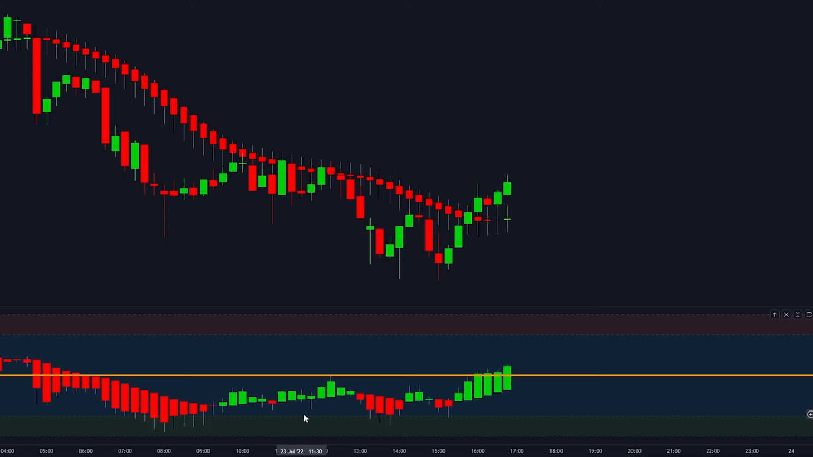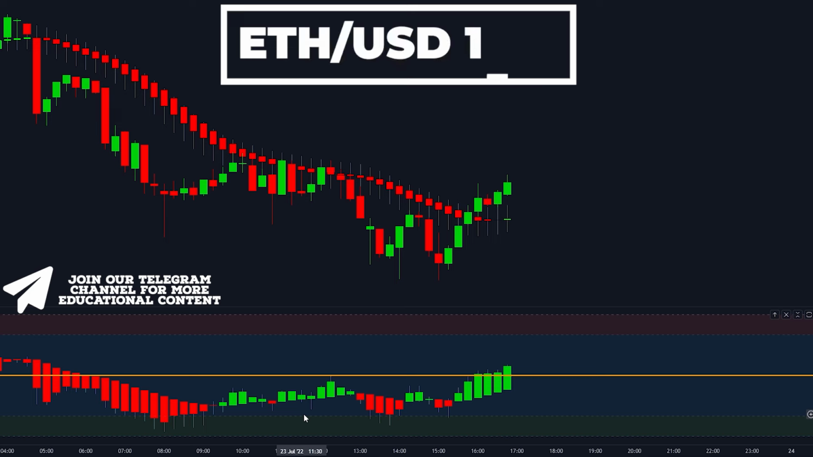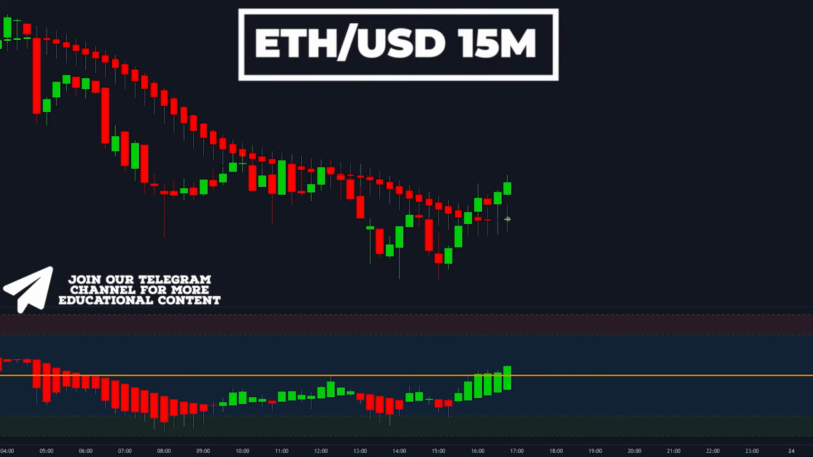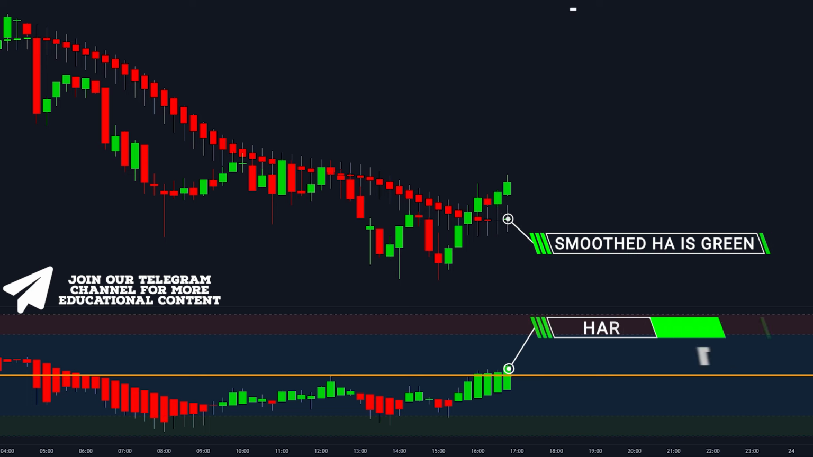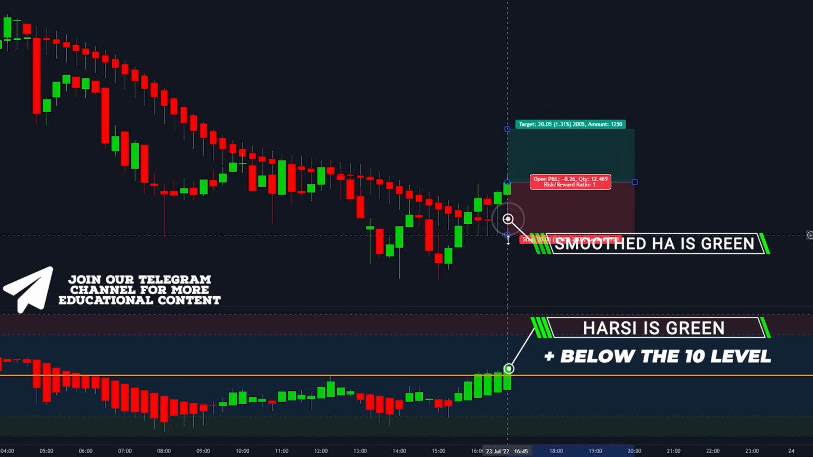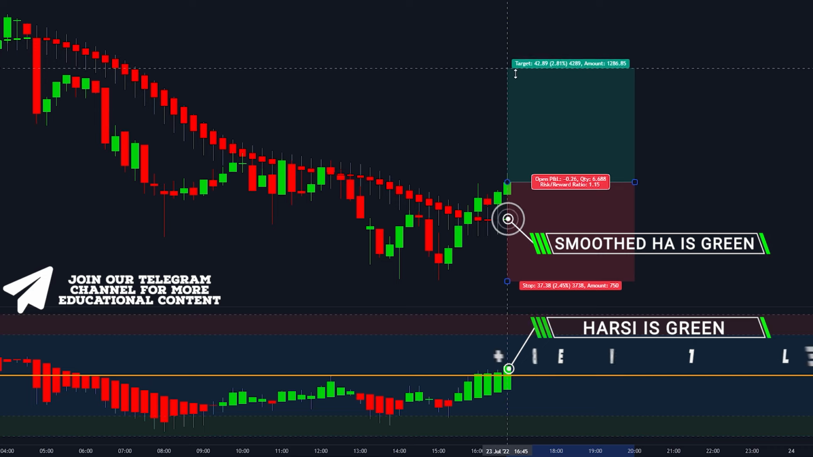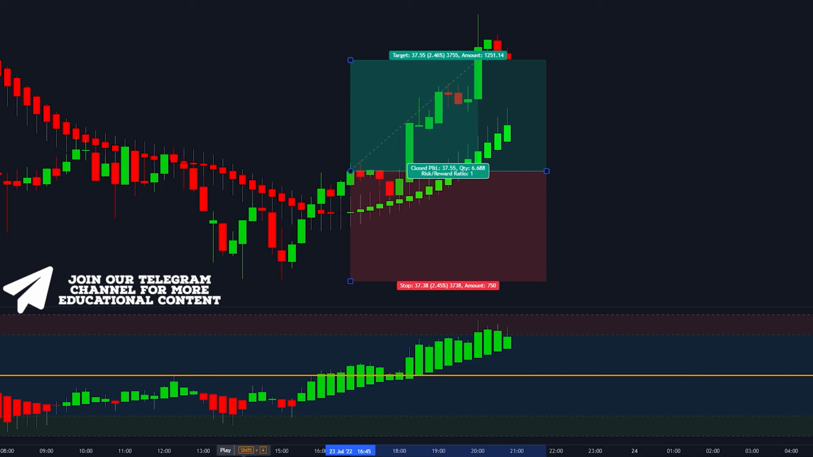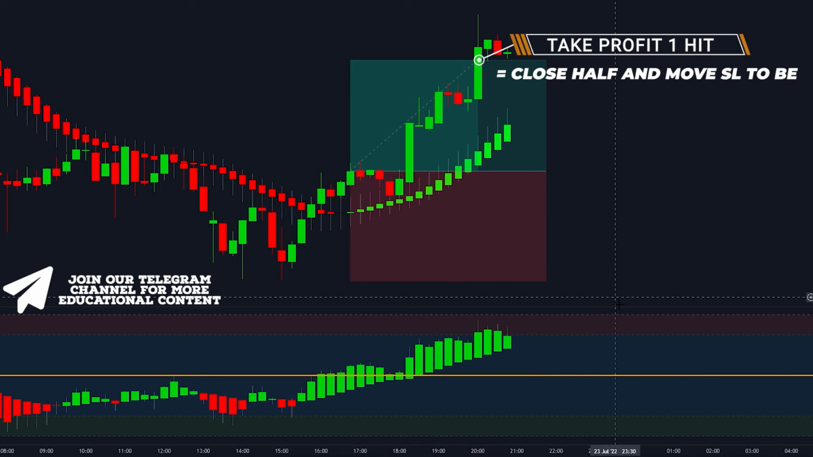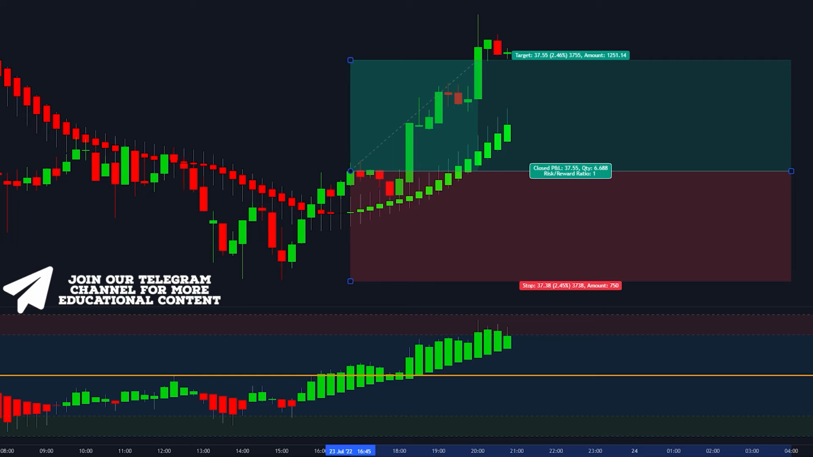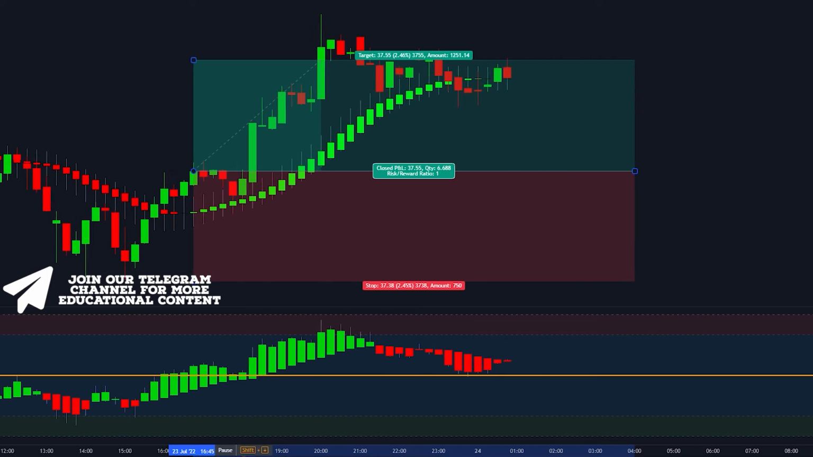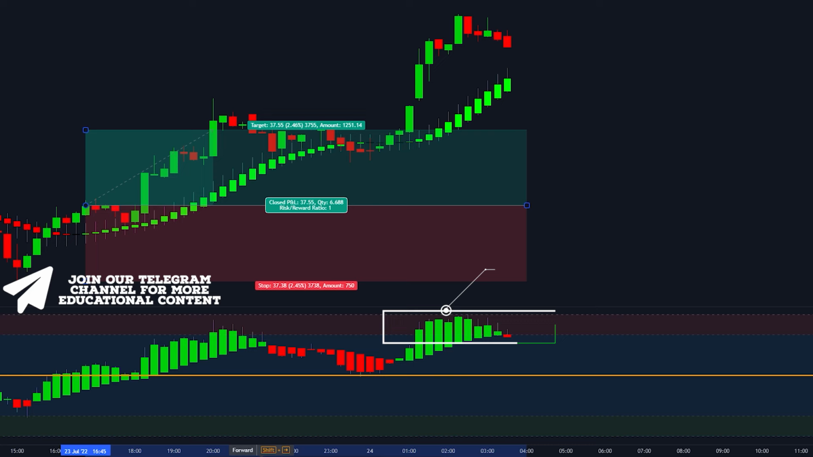Putting it all together, let's see a live example of the superb long trade. Here's Ethereum, a 15-minute time frame. As you can see, smoothed Heikin-Ashi candle becomes green, and the Harsi bar is below the 10 level, so that all our entry criteria are met. We enter the trade right here, with a stop loss below the previous low, and initially targeting 1-for-1 risk to reward. Here, we close half position and move stop loss to the break even. Then, we should wait for the price to fill in the red area, meaning that the Harsi bar should touch the upper bound of the red area.